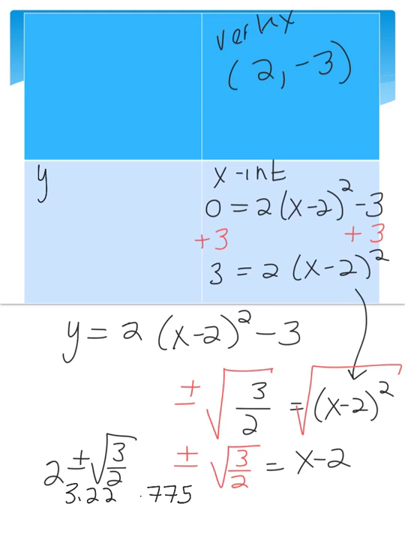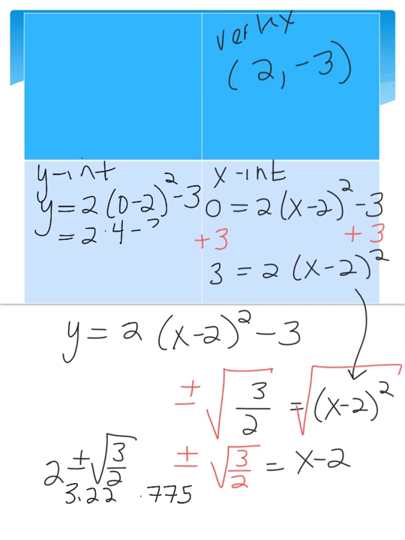Let's look at y-intercepts. We're going to let x equals 0. So 0 minus 2 squared times 2 minus 3, which is 2 times 4 minus 3, or 8 minus 3, which is going to give us 5. So let's go ahead and put these on the graph.